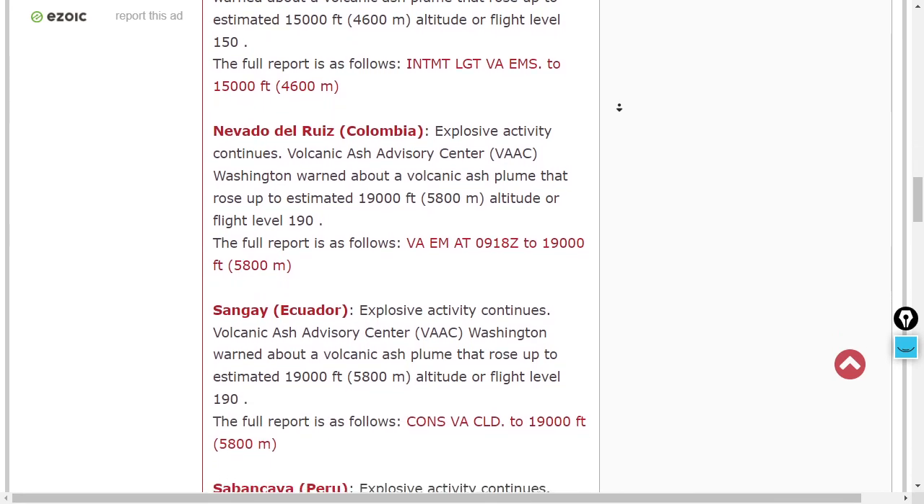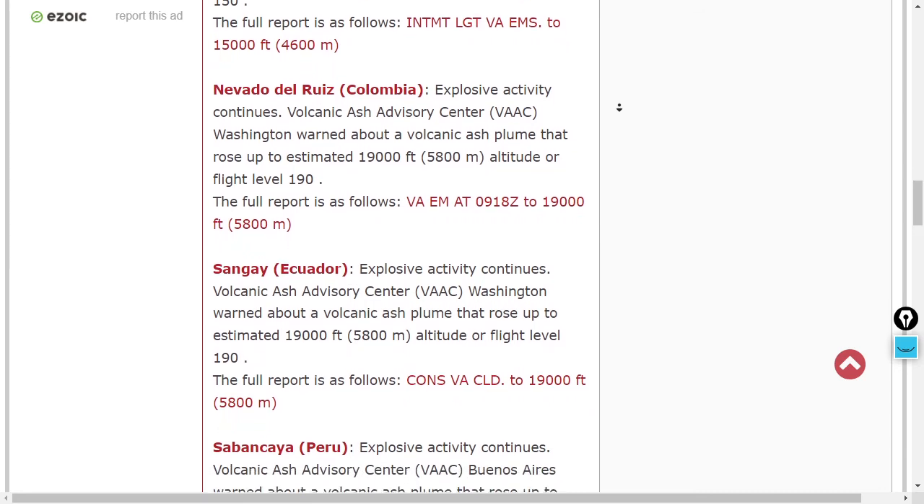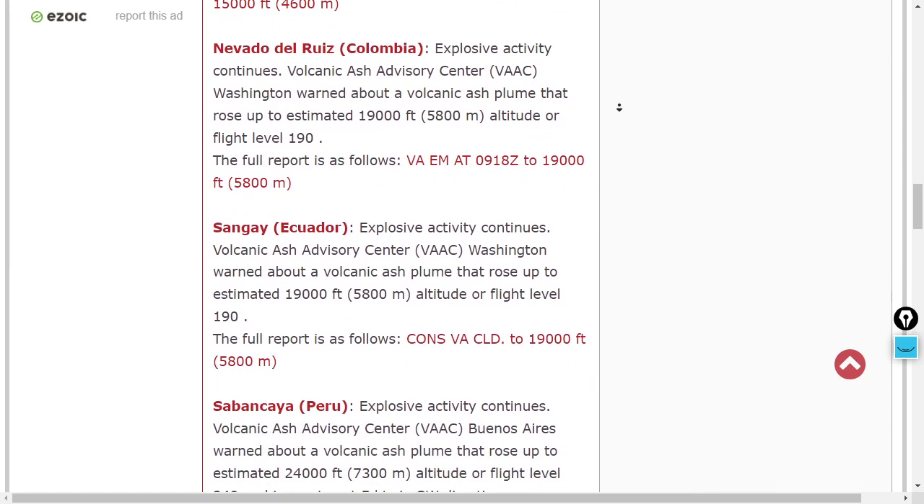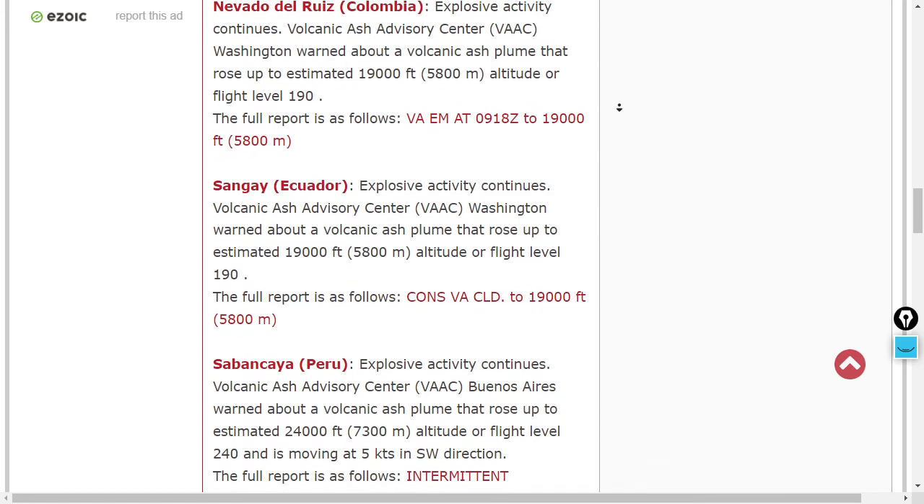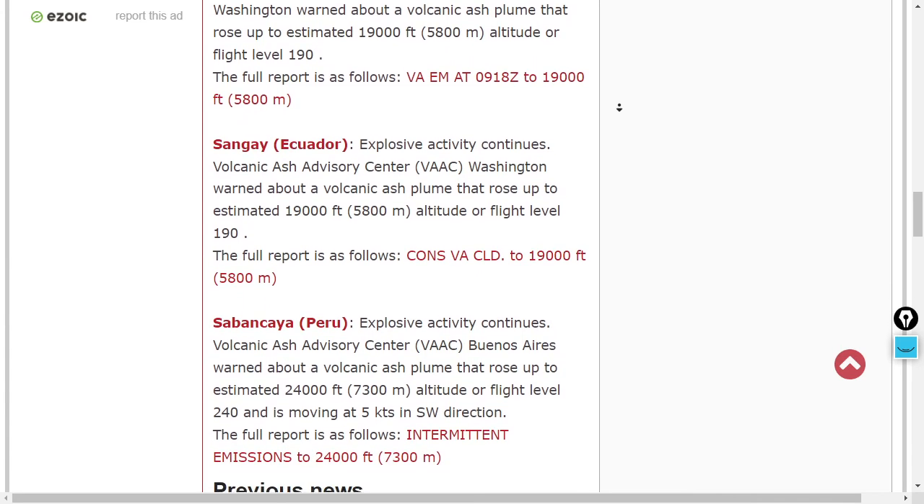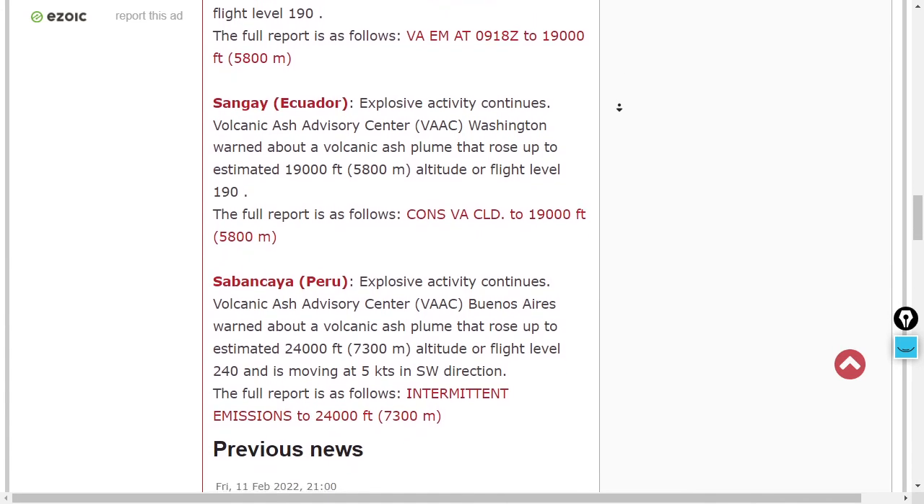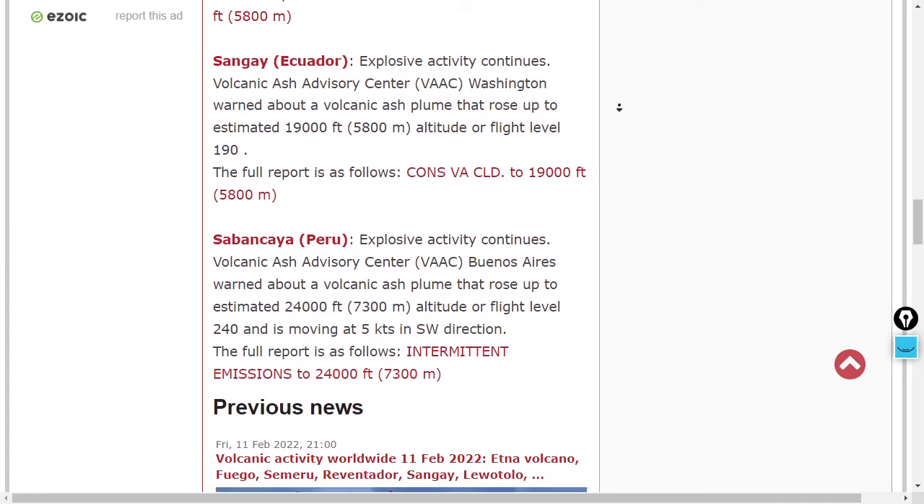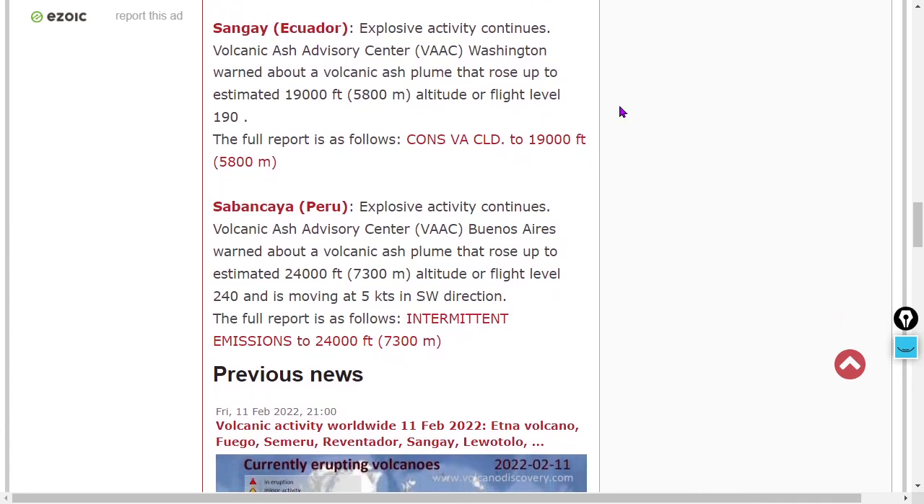Nevado del Ruiz exploding. 19,000-foot ash plume from Nevado del Ruiz. That's located in Colombia. The Ecuadorian Sangay volcano producing a flight level 190. It's a 19,000-foot ash plume. And Sabancaya reminding us not to pole vault the caldera as it explodes and produces a 24,000-foot plume of volcanic ash.